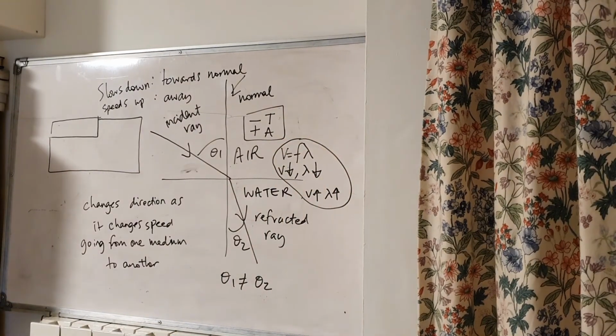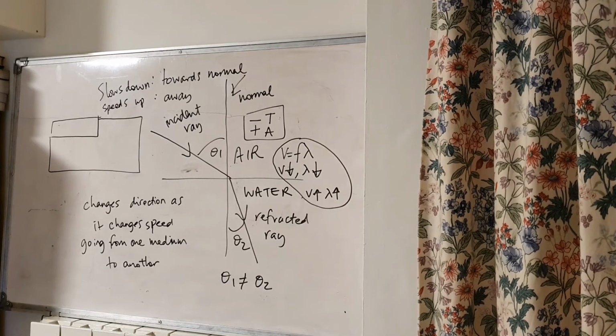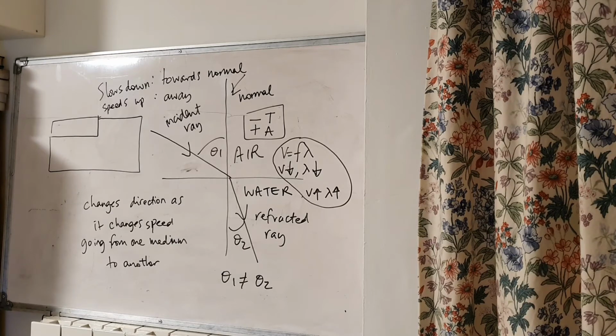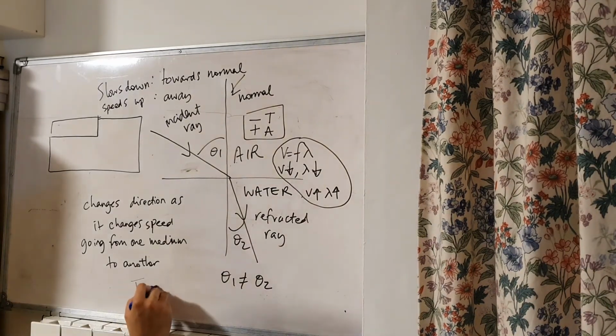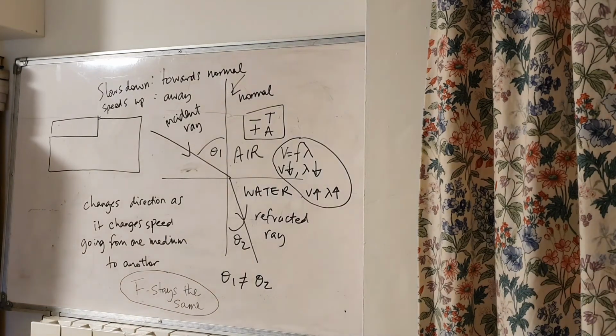Alright, so the equation is v equals f times lambda. So what happens when the speed goes down? The wavelength must go down because the frequency stays the same. And what happens when v goes up? When v goes up, lambda goes up.